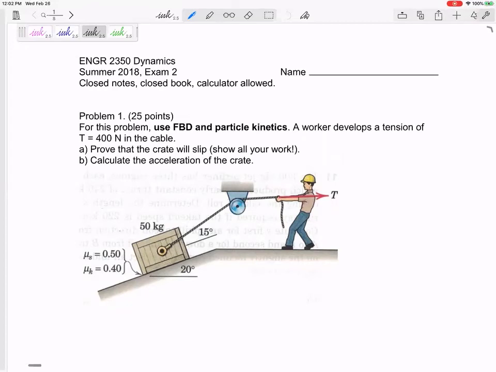Okay? All right, so our test is 4 problems. You know the 4 topics, right? Topic number 1 is free body diagram XY. Problem number 2, free body diagram normal tangential. Problem number 3, energy. Problem number 4, momentum.